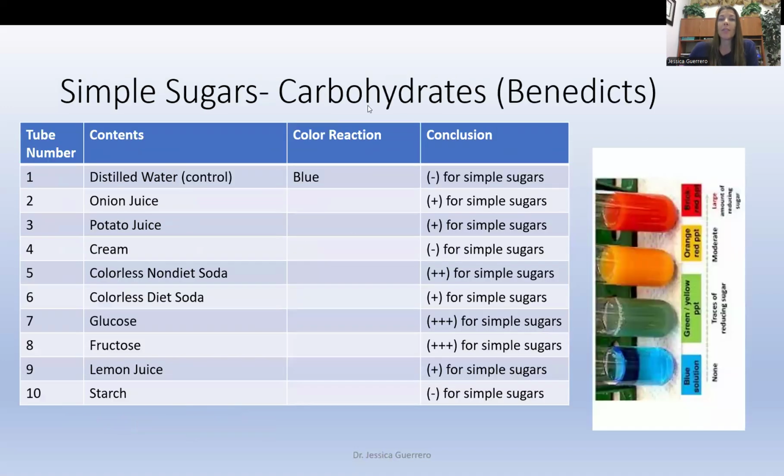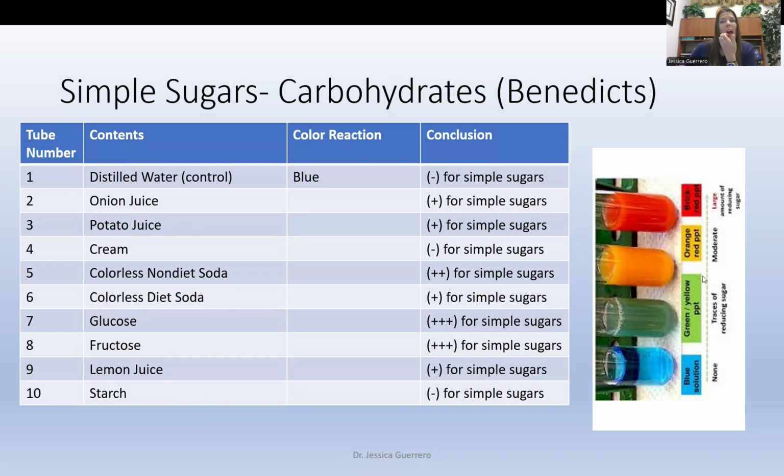So then we did 5A, and 5A had 2 parts. 5A1, we tested for simple sugars. Simple sugars fall into the macromolecule or biomolecule of carbohydrates, and the indicator that we used was the Benedict's reagent. We took the following foods and we put them in test tubes, and we labeled those test tubes, and we added Benedict's reagent to each of them to test and see if simple sugars were present.